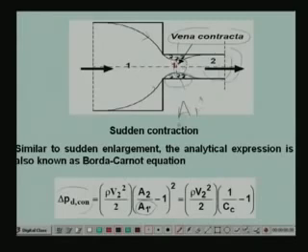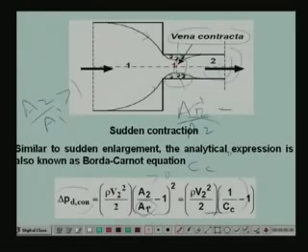Obviously, A2 by A1 dash is greater than 1, so this will be greater than 0. When there is no vena contracta, then obviously this will be 0 and there is no pressure loss, but there will be pressure loss because the vena contracta forms due to boundary layer separation. This is generally written in this form, where the A2 by A1 dash ratio is replaced by 1 by Cc, where C subscript C is known as the contraction coefficient, which is nothing but A1 dash by A2.